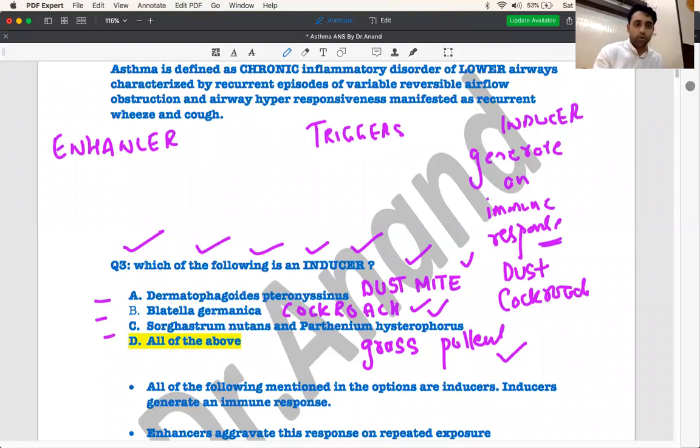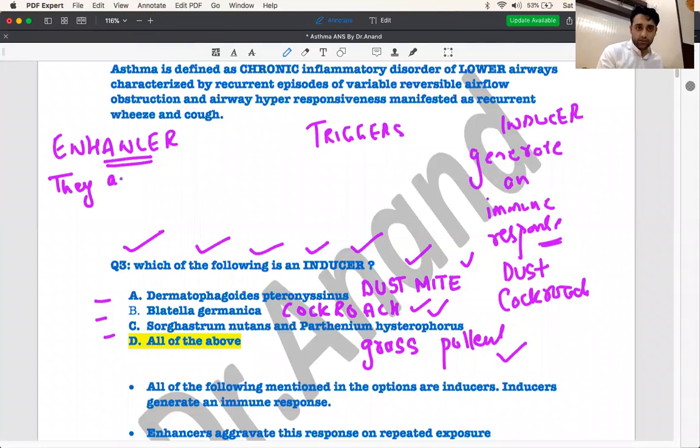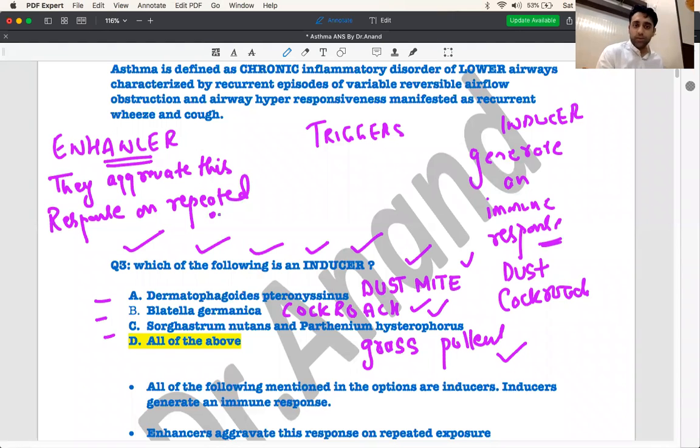Very important, what are the enhancers? Can anyone name some enhancers? Rohan, what enhancers can we think of in asthma? What are examples? You should know that. Enhancers aggravate this response on repeated exposure. Try to understand more, try to cram less. So enhancers are the ones which aggravate the response.